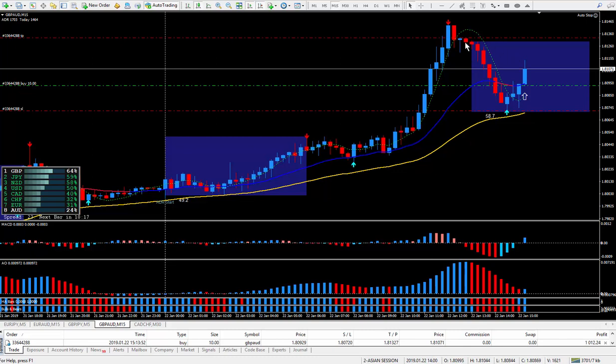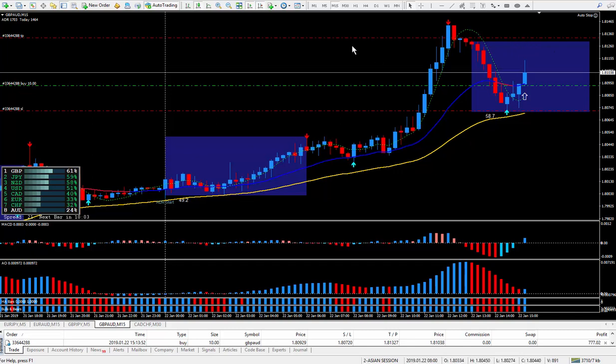And I'm hoping it's going to test the top up here and continue to break through. I don't know if it'll do it, to tell you the truth, but hey, that's 40 pips, so if it comes up anywhere around here, I may consider just closing it.